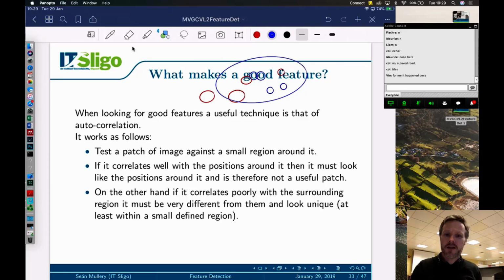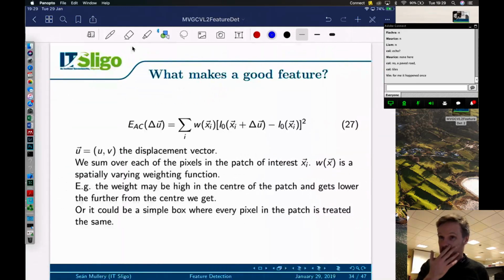On the other hand, if it correlates poorly with the surrounding region, it must be very different from them and look unique, at least within a small defined region. So if we've got only small movements occurring, then this can be very, very useful. Okay, so we've got some maths to describe this.